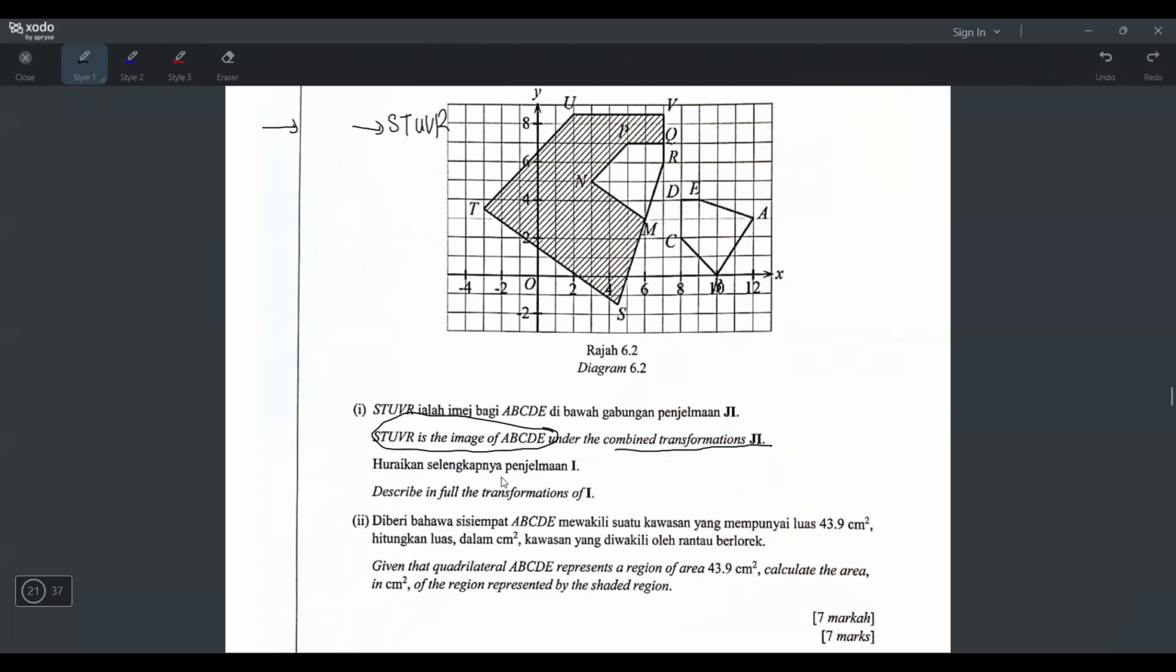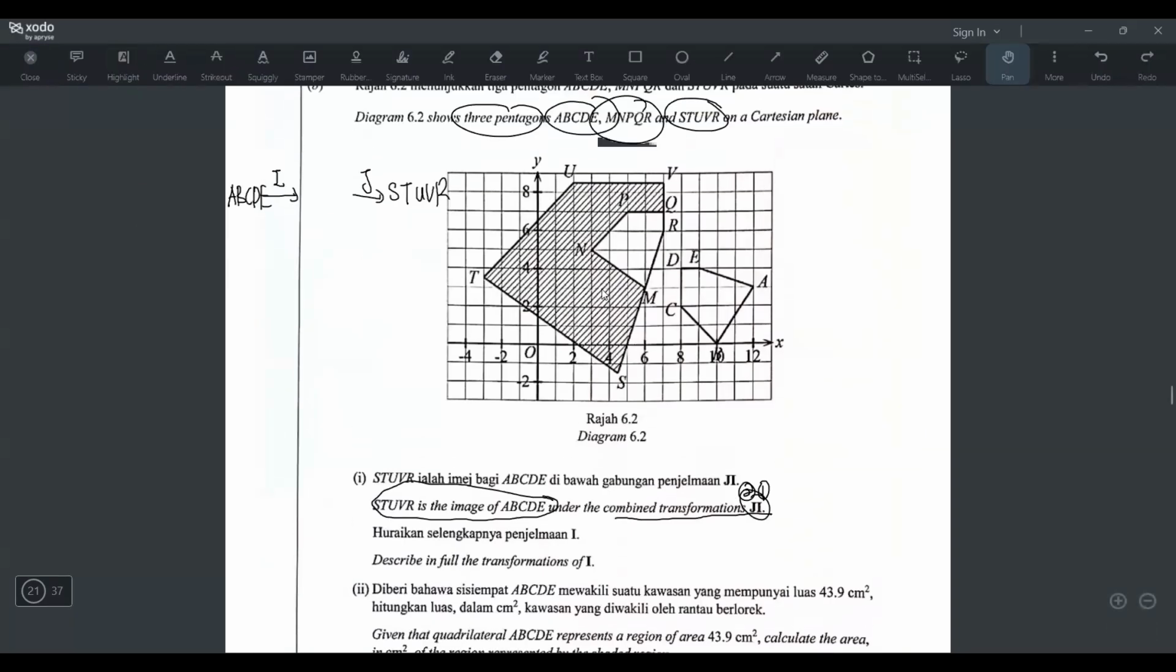They said STUVR is the image of ABCDE, which means STUVR has to be here, because it's the final image. And then ABCDE must be here. This is the object. And I put 2 arrows because it's under 2 transformations, JI. You need to know you have to do I first, then only do J, because the first one is always the one at the back. So it's like I followed by J. Then what about the middle one? The middle one they never give.